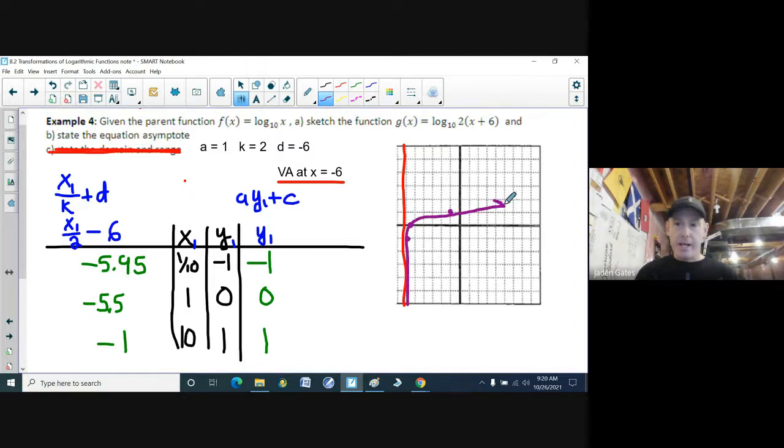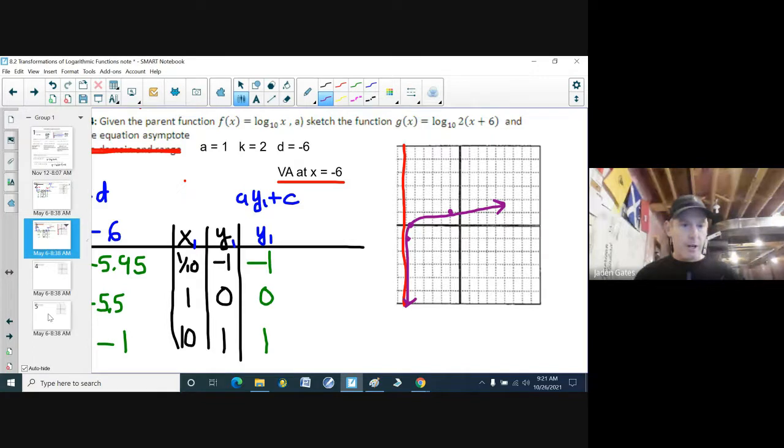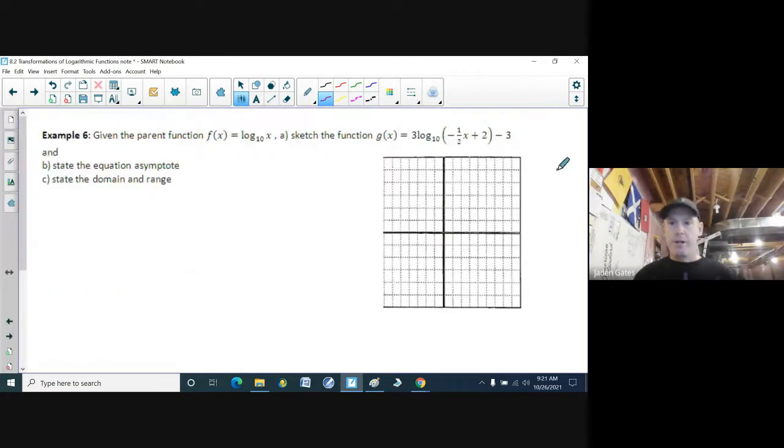And there again is my graph sketch of my function. All right, I'm going to do one more here, folks. Let's go with number 6. This one's got a little trick to it. All right, so example number 6.